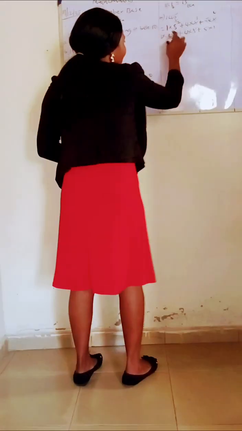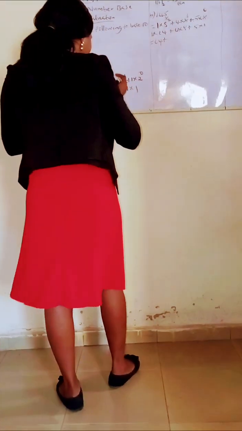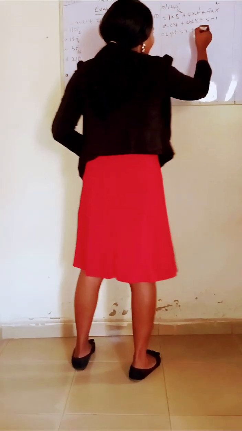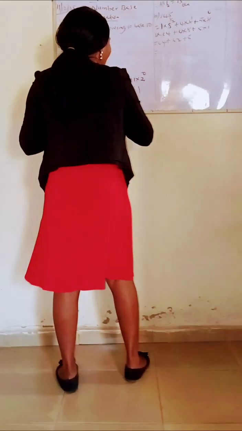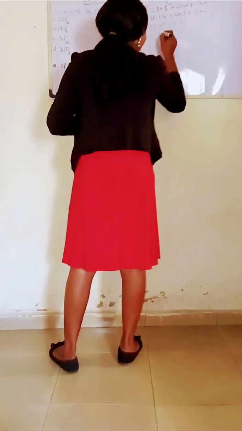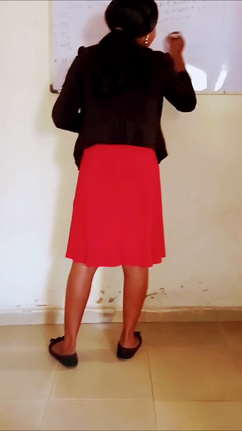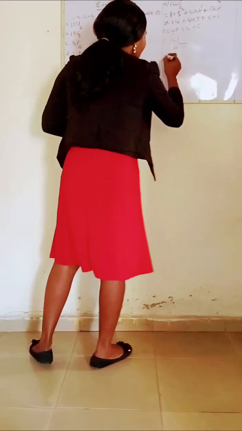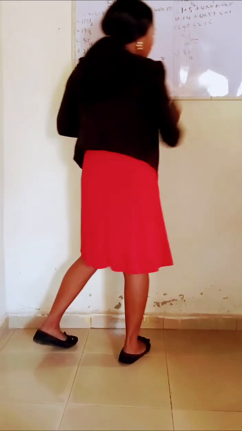Then 1 times 64 will give us 64. Plus 8 times 4 will give us 32. Plus 5 times 1 will give us 5. Then we add up: 64 plus 32 plus 5 will give us 101 in base 10. So this is our answer. Then the other one we have there is 3F to base 16.